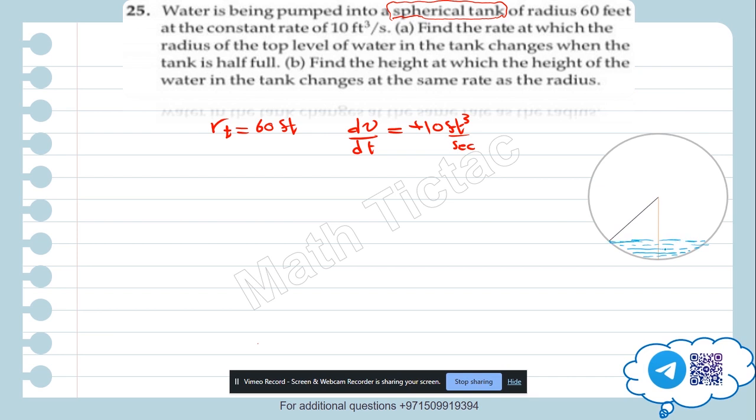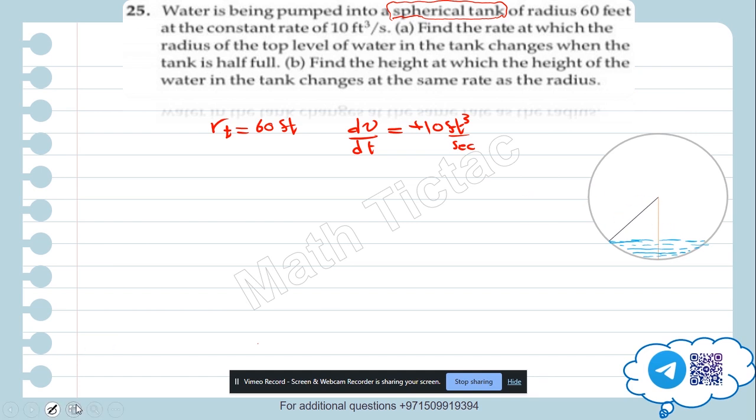Let's imagine that we are increasing the water inside this tank. Here we have a radius for this water, and this radius is increasing over time. At this point, this is the radius of the water. At this point, this is the radius of the water. At this level, this is the radius of the water.